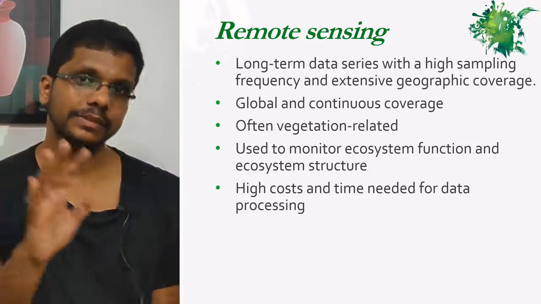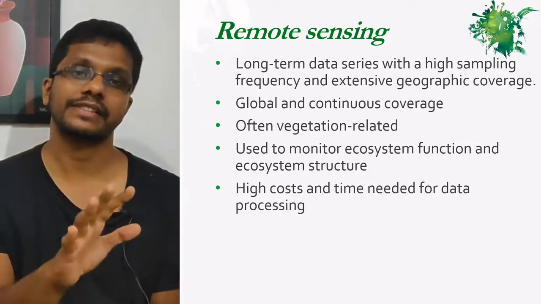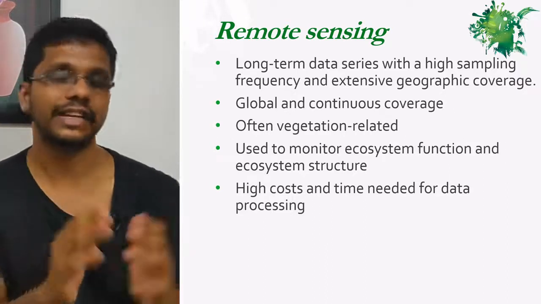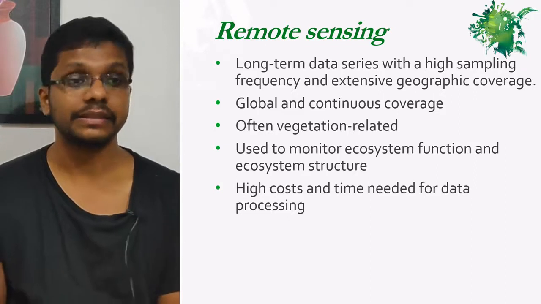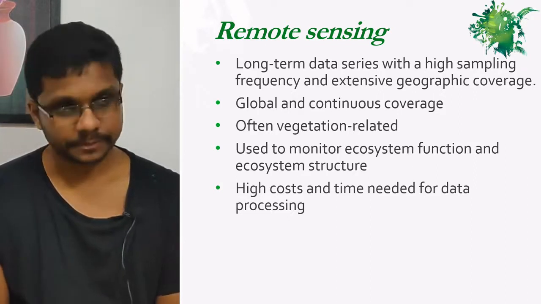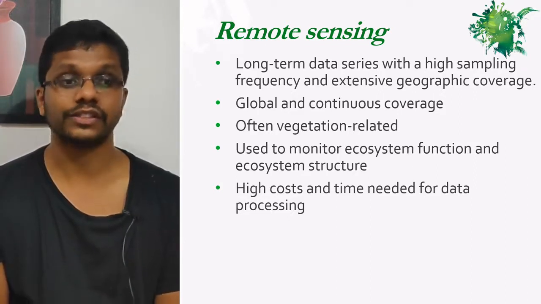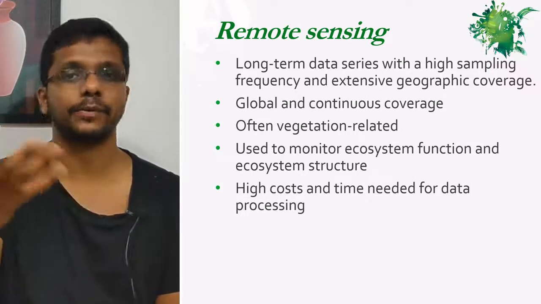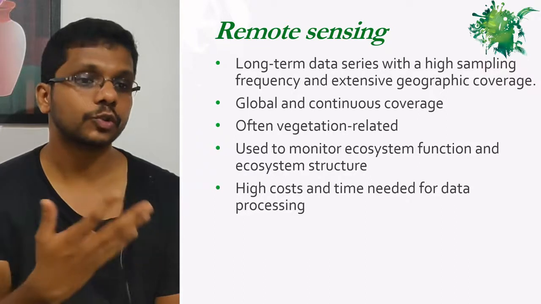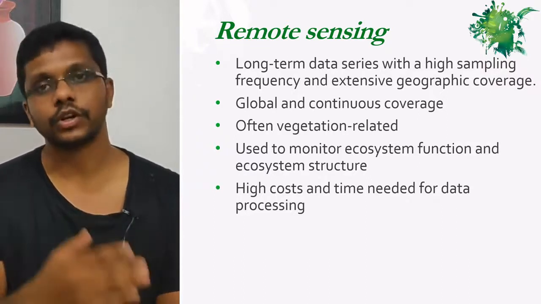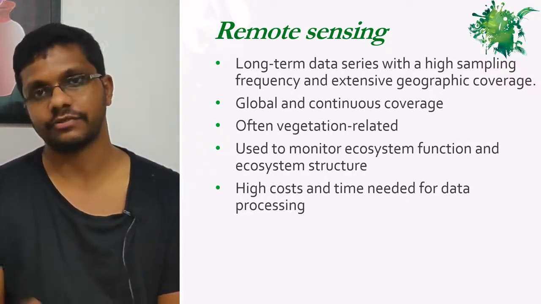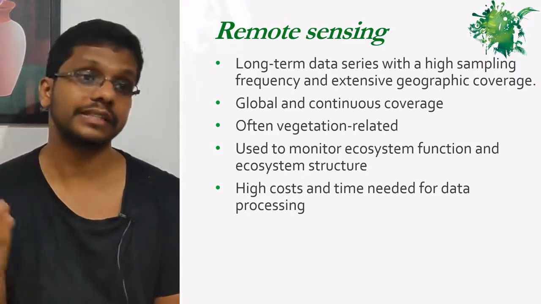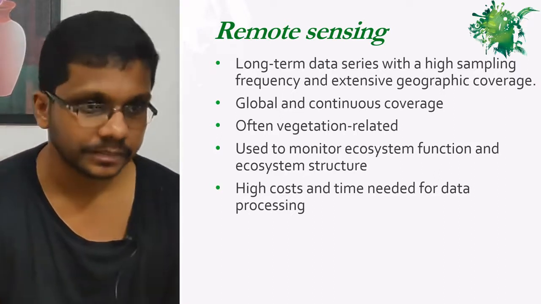So plant species will be more represented in remote sensing than other species. For animals, it is very difficult to have an efficient remote sensing method. It is used to monitor ecosystem function and ecosystem structure based on vegetation data, because it is the primary productivity in a place. Primary productivity contributes to the food chain and food web, etc. So ecosystem function and structure can be calculated using remote sensing data.